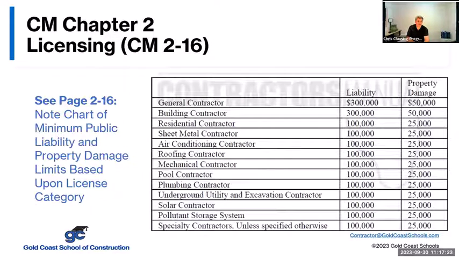See page 2-16. This is the chart for the minimum public liability and property damage. Again, this is one of those ones that you saw probably in 3 sections. I think they listed it in the summary, in the statute, and also in the board rule. And you can see that general and building contractors have the same liability, but once you get to residential and the Division 2 trades, it starts to fall off pretty significantly. So just be aware, if you get the question on the requirements for a residential contractor, it's going to be different than that of a building or general.